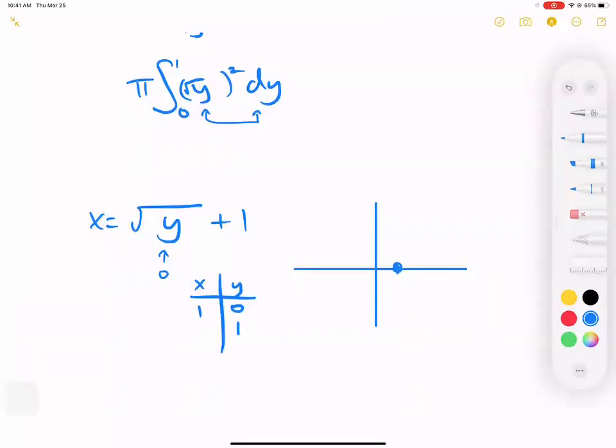If y is 1, that means we plug in the square root of 1 plus 1. That's going to be our x is 2. Easy graph values. If y is 1, x is 2. If y is 4, the reason why I chose 4 is because I can take the square root of 4. The square root of 4 plus 1 is now, oh, not 5, 3. So if y is 4, x is 3. You guys can see this is a parabola going to the right.